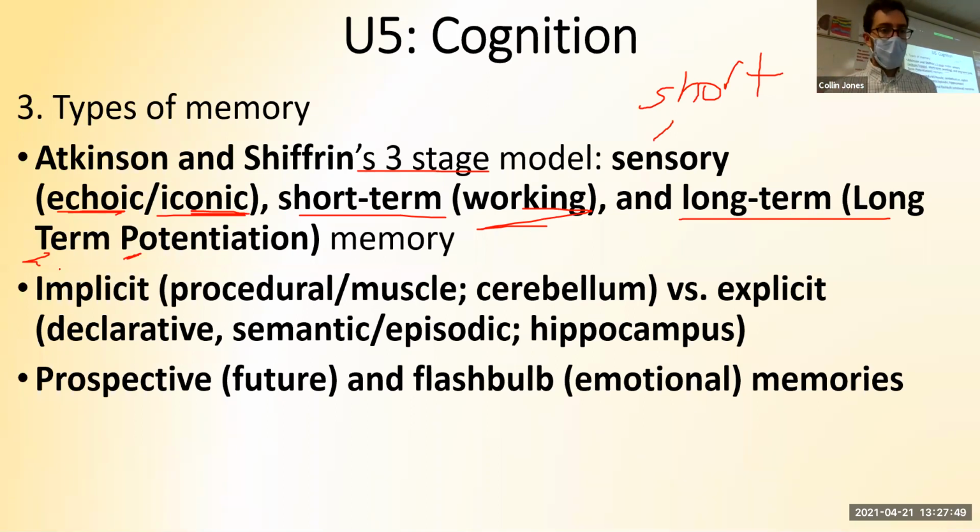So you have implicit memories like playing the piano, and you have explicit memories, which are things you can actually explain, things that you can state or declare. It might be facts that are true for everybody. It might be episodes in your own life. But explicit memories are like facts or moments that you can talk about, and those are stored in your hippocampus.